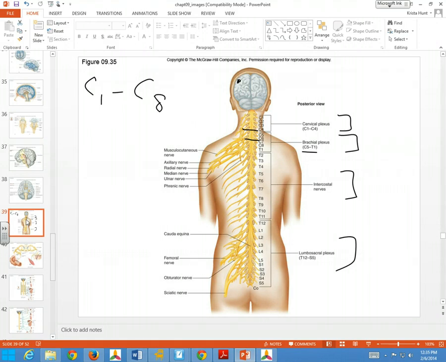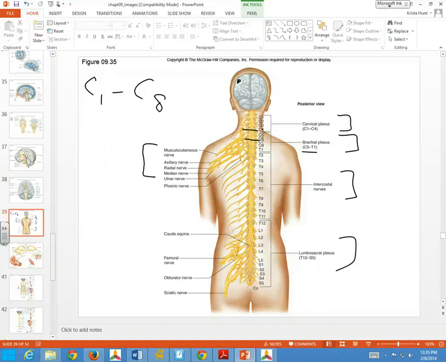You can see there are 5 nerves here. You do not have to know the names of these guys, but there are 5 significant nerves that go to the arms. Musculocutaneous, axillary, radial, median, ulnar. Radial and ulnar, are you pretty comfortable where those go? Radial's on the lateral side of your arm. Ulnar's on the medial side, just like the bones.